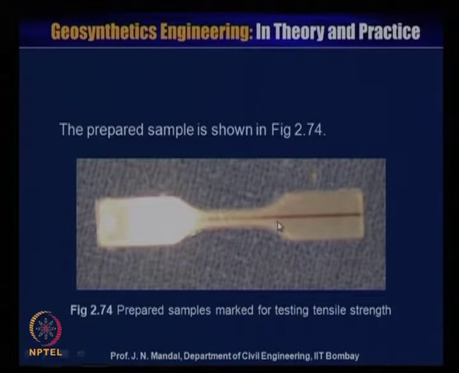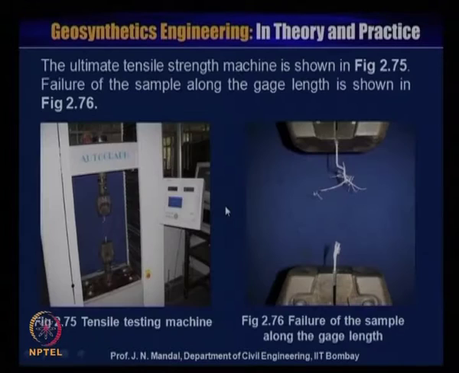So this is the sample, and the prepared sample is shown in this figure. This is the prepared sample for tensile strain testing. This is the universal testing machine, and this test has been conducted. You can see the failure of the sample along the gauge length. The ultimate tensile strain machine is shown. The failure of the sample along the gauge length is shown.